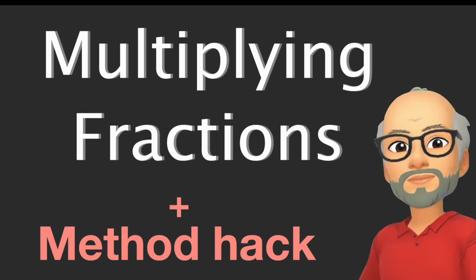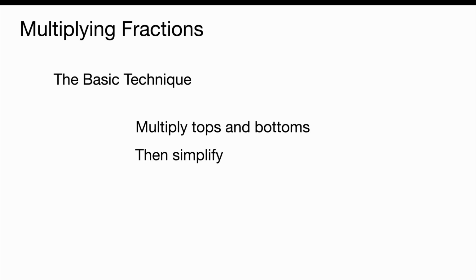Multiplying fractions again, but this time with a little method hack. Multiplying fractions, I'm sure you know the basic technique, is that you multiply the tops and the bottoms, and then if you can, simplify. For example, here's a half times 3/4, and this time we just multiply 1 times 3 to give us 3 on the top and 2 times 4 to give us 8 on the bottom.